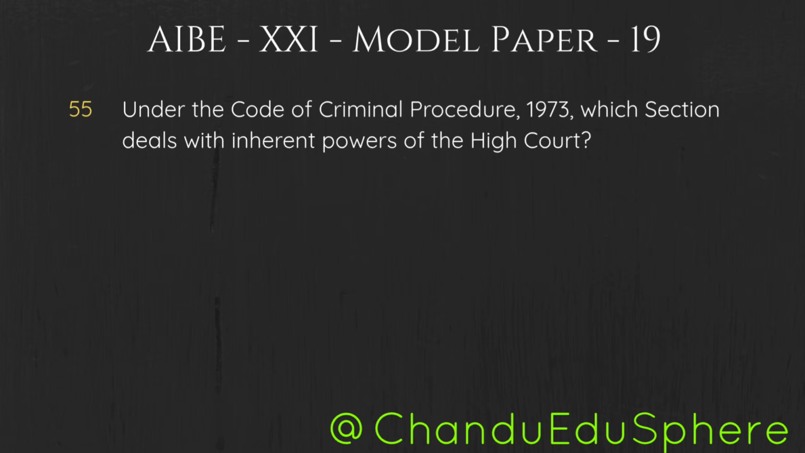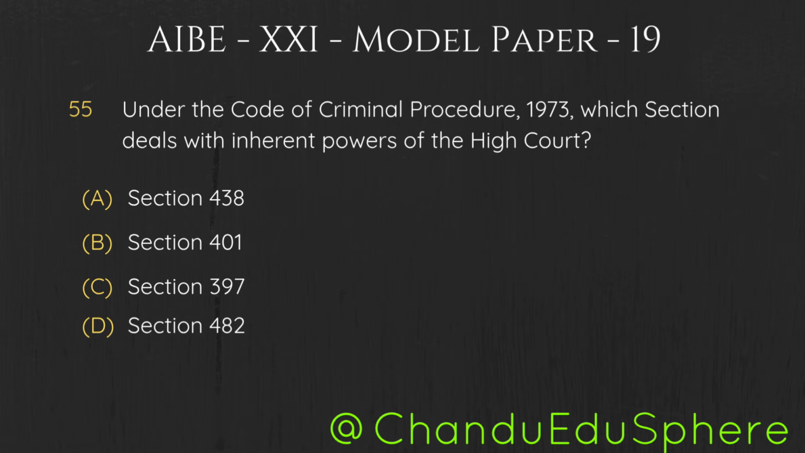Under the Code of Criminal Procedure 1973, which section deals with inherent powers of the High Court? Section 482 of the CrPC 1973 saved the inherent powers of the High Court to make orders necessary to give effect to any order under the Code, to prevent abuse of process or to secure the ends of justice, now retained in Section 528 of the BNSS.